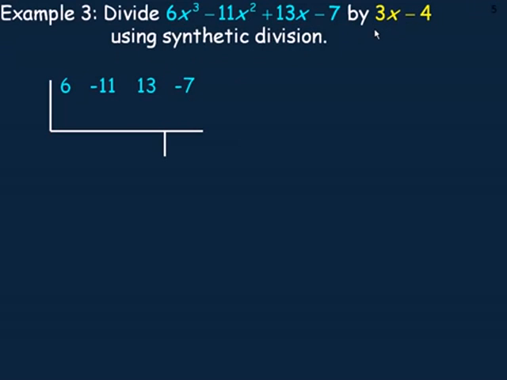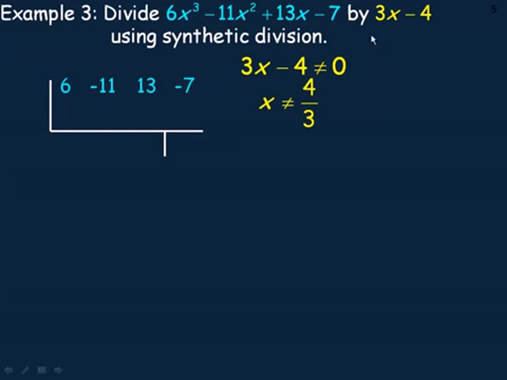Now, the restriction here is 3x minus 4, to find the restriction, cannot equal 0. And so I want to solve for x here to find the restriction. So if we add 4 to both sides, then this adds to 0. So we would get 3x is not allowed to equal 4, and then we divide out the 3. So the restriction is x is not allowed to equal 4/3.